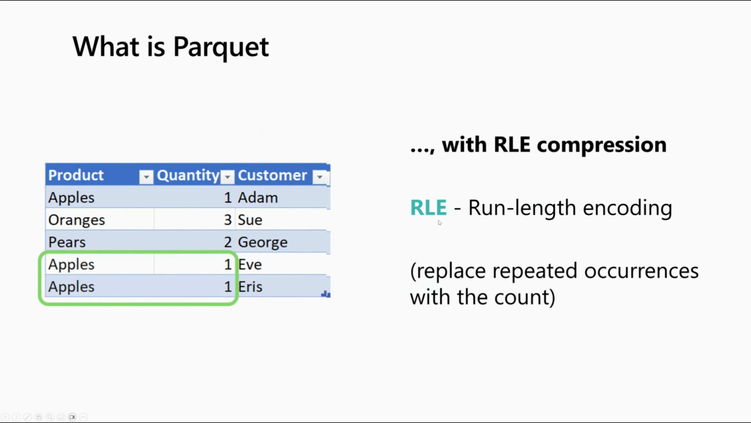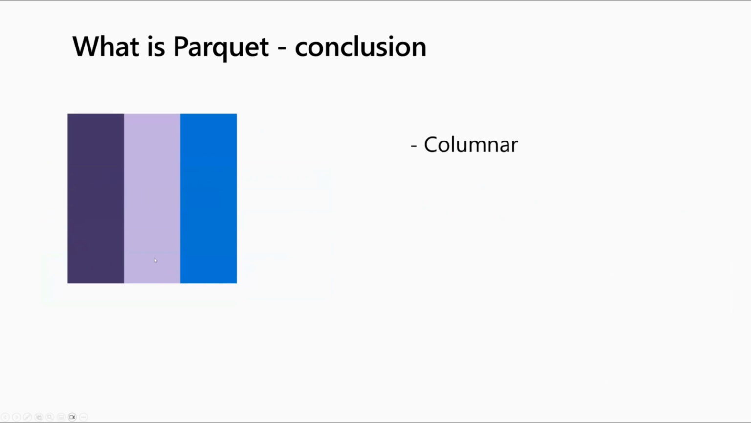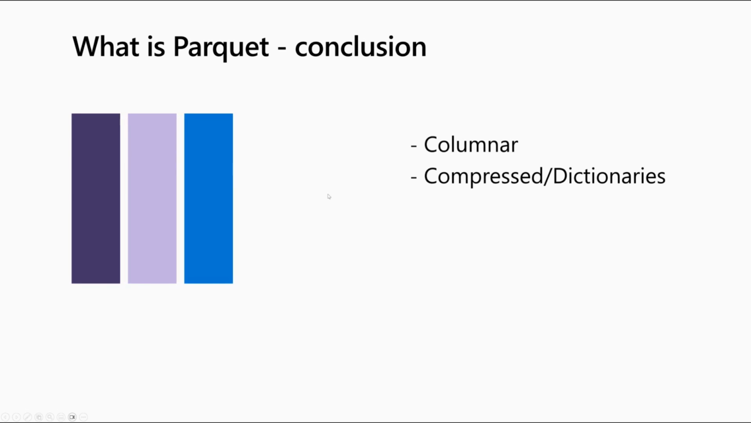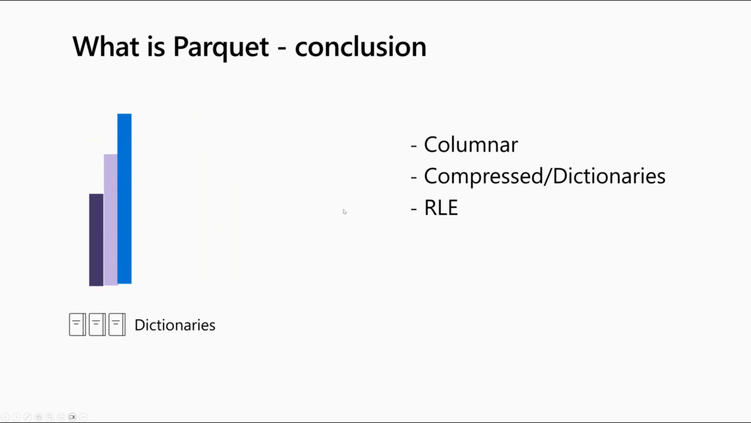RLE stands for run length encoding. It is a compression algorithm that replaces repeated occurrences of the same value with their count. For instance, we have here apples and 1 and 1. With RLE, these are replaced with apples occurring twice and 1 occurring twice. So again, to summarize, Parquet takes your columns, it has a columnar representation, it performs compression through dictionary encoding, after which it applies RLE to make some of the columns as compact as possible.